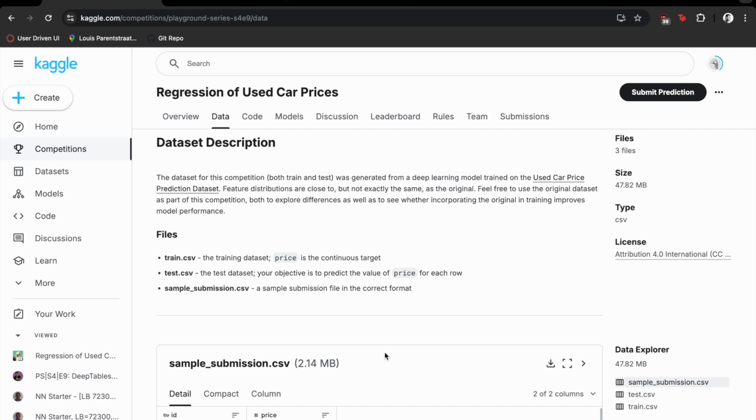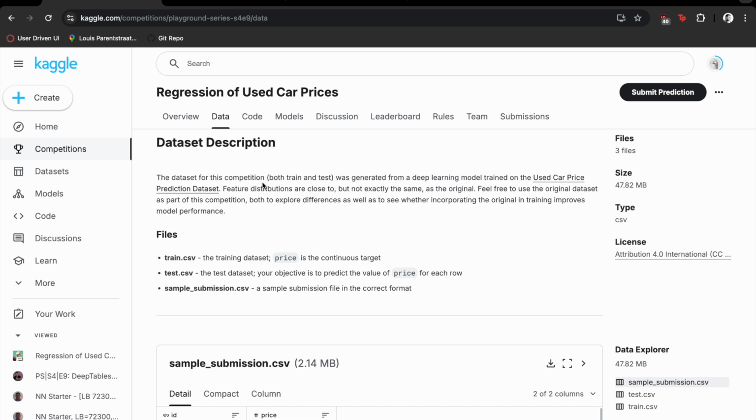The competition provides us with the following files. Train.csv. This is our training dataset. It also includes the target variable, which is price. And test.csv. This is the dataset on which we need to make predictions. And sample submission.csv. This is the file that shows the format in which we need to submit our predictions.